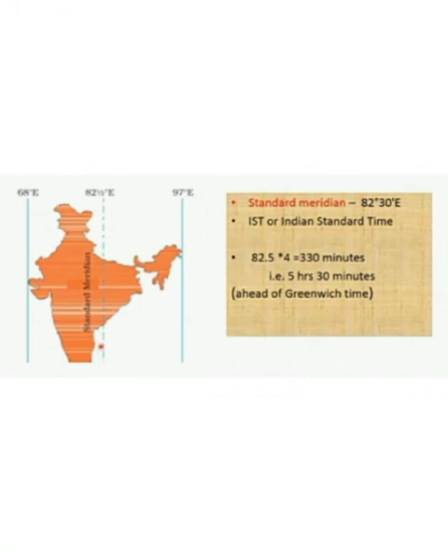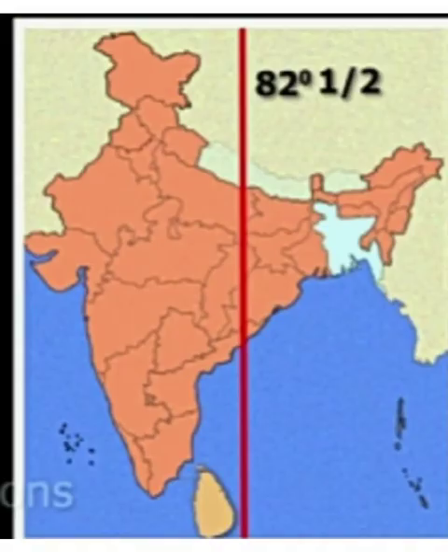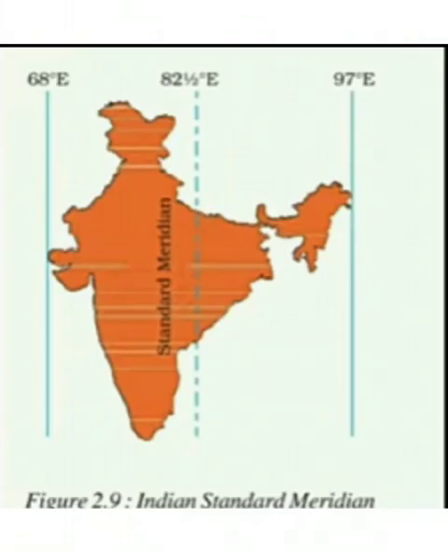For the whole of the country, the time that is given is called the standard time. For India, the local time of 82.5 degrees east longitude is known as the standard meridian of India.